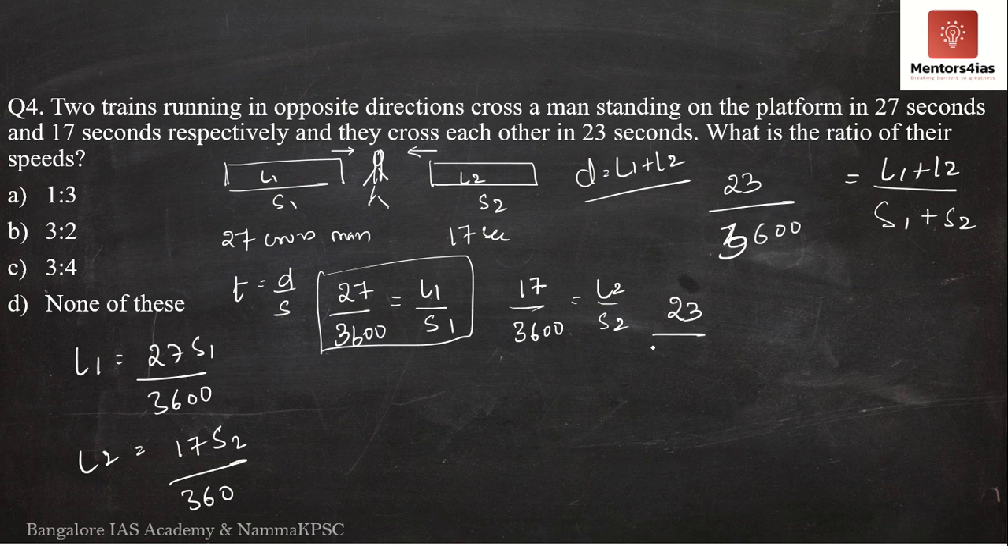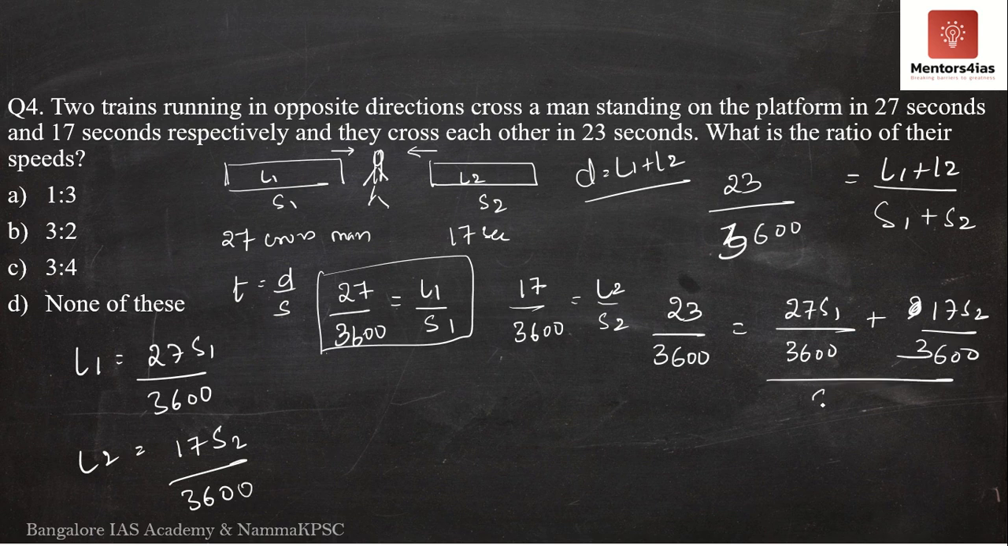So what do we get? We get 23 divided by 3600 is equal to L1 is what? 27 S1 divided by 3600 plus what is L2? L2 is nothing but 17 S2 divided by 3600, the whole thing divided by S1 plus S2. So here there's no need for me to take the LCM because the denominator is common.